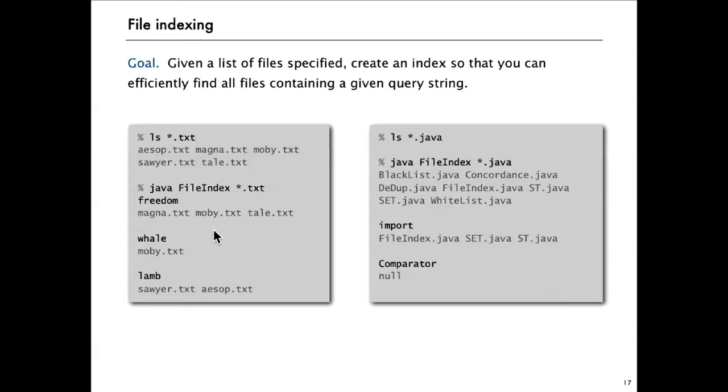The word whale appears only in Moby Dick. The word lamb appears both in Tom Sawyer and Aesop's Fables, and so forth. So we're looking for a piece of information somewhere on a computer, and it'll give us the names of the files that contain that information.